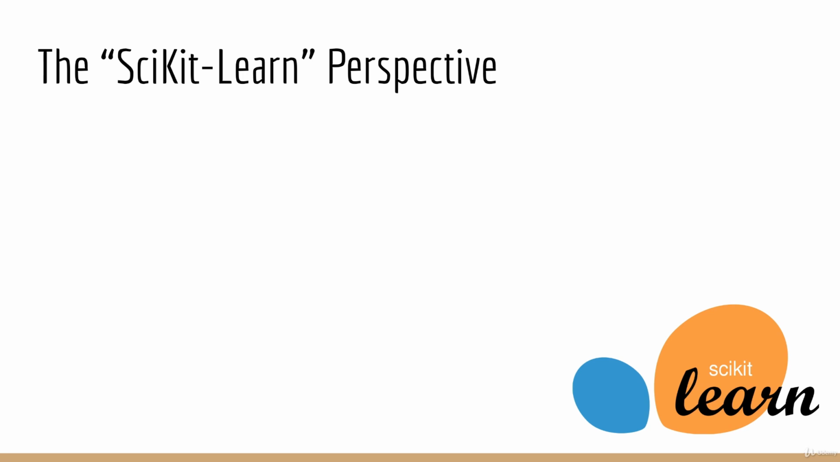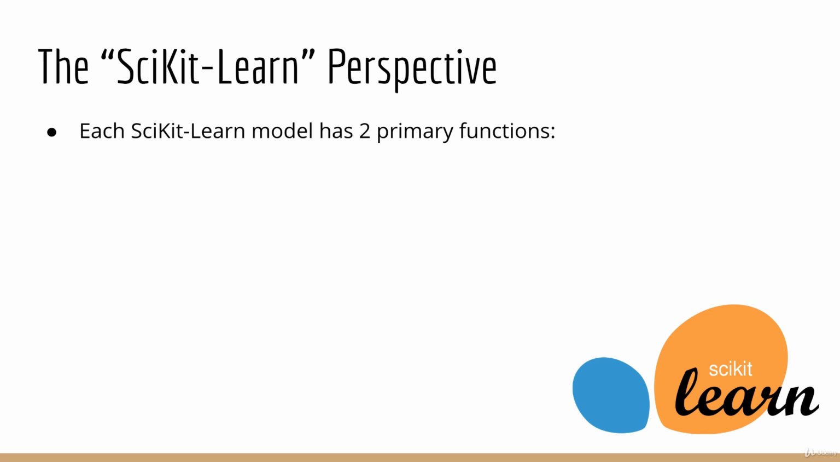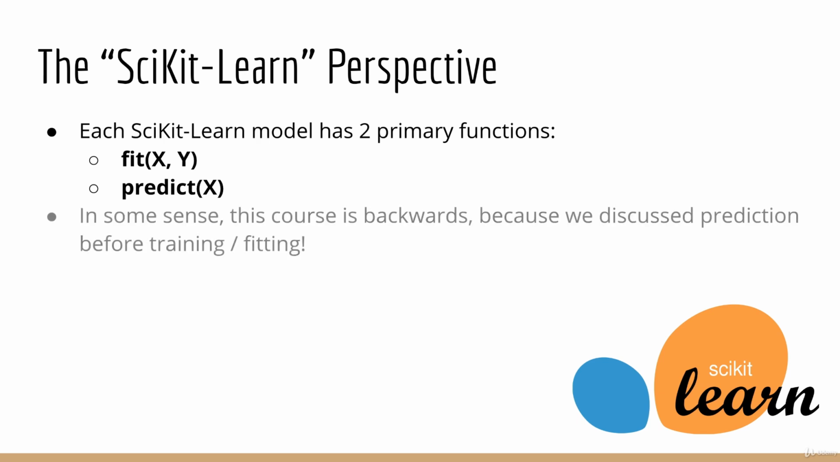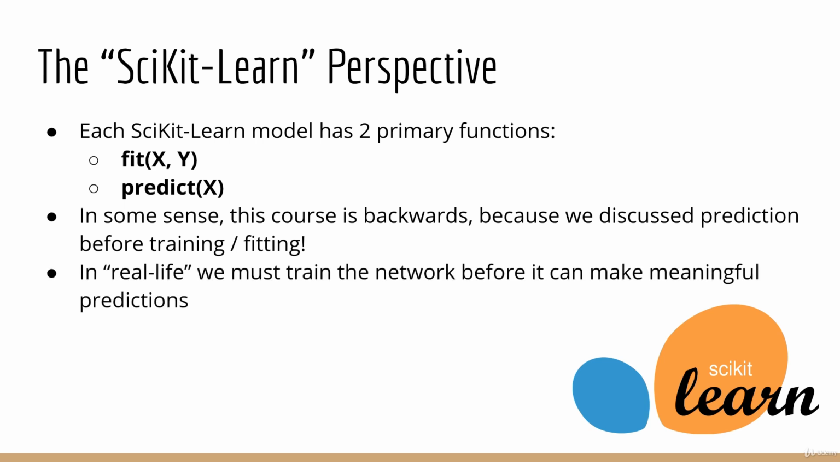For those of you who are familiar with scikit-learn, here's another perspective. You know that a supervised machine learning model in scikit-learn has 2 primary functions, fit(X, y) and predict(X). Fit is for training the model, and predict is for making new predictions using the trained model. So in some sense, what we've done in this course is backwards because we discuss prediction before we discuss training. But in real life, you would have to train the neural network before making any meaningful predictions.